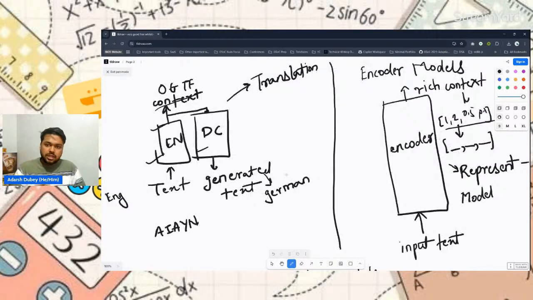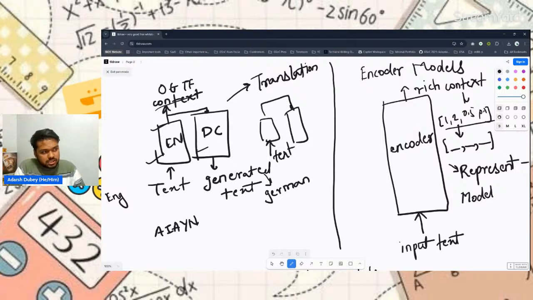The original architecture that was introduced was this architecture. It was the encoder decoder model, right? So you have an encoder, you have a decoder. The encoder takes in some text, produces some context, and gives it to the decoder. So it is context here. And the decoder takes in that context and generates some text. So this is the encoder decoder model, originally introduced in 2017 in the Attention is All You Need paper.